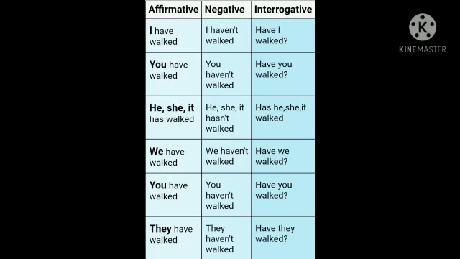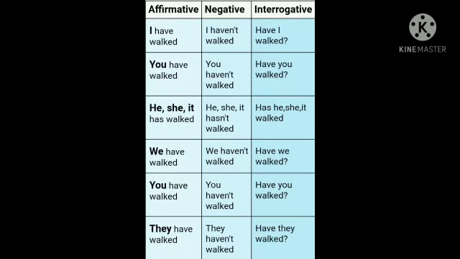Third one is he, she, it. We all know that with he, she, it we always use has. So he has walked, and the negative will be he, she, it hasn't walked, and the interrogative will be has he, she, it walked, with a question mark. There is the question mark left, so you have to put the question mark.